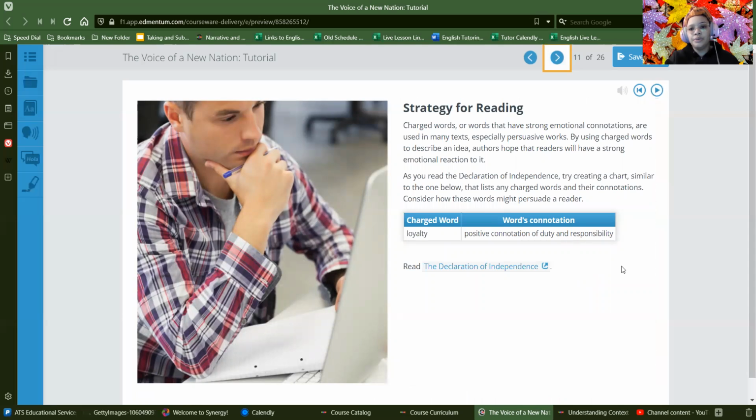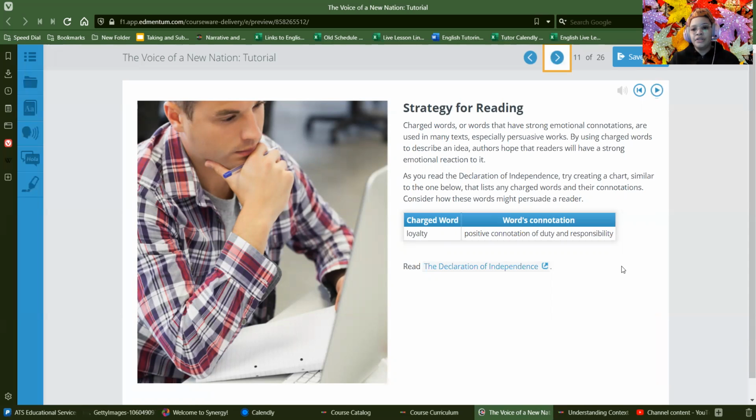Now, before you get to the reading, they give you a little strategy here. They basically want you to take account of charged words and look to see how many of them you can find in the document. So this is really simple. Charged words are just words that have strong emotional connections. Connotation, that's exactly what that is. It's the word's emotional meaning. People use those sort of words because they inspire emotion in others.